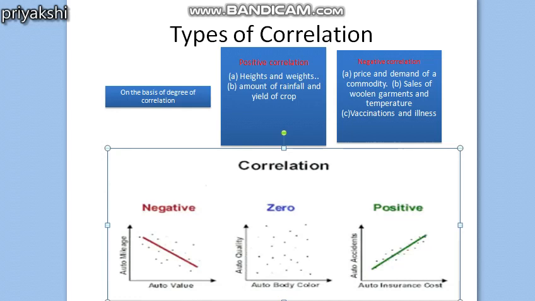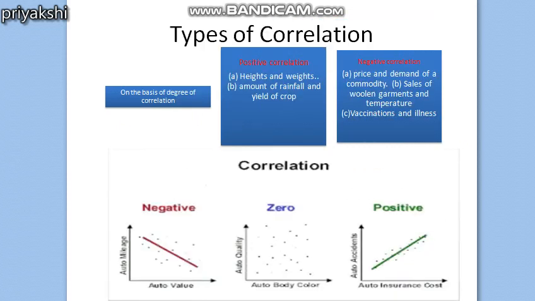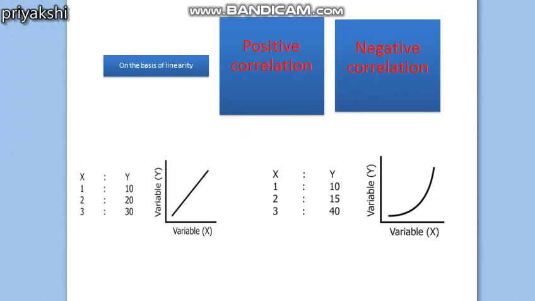Next we will see the second type of correlation. The second type of correlation is based on linearity, which is popularly known as linear correlation and non-linear correlation. So now we will see what is linear correlation and what is non-linear correlation. If the amount of change in one variable tends to bear a constant ratio to the amount of change in the other variable, the correlation is said to be linear.